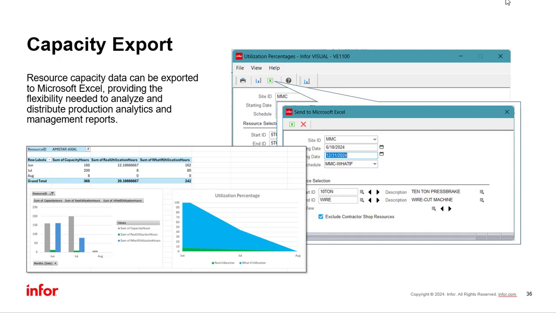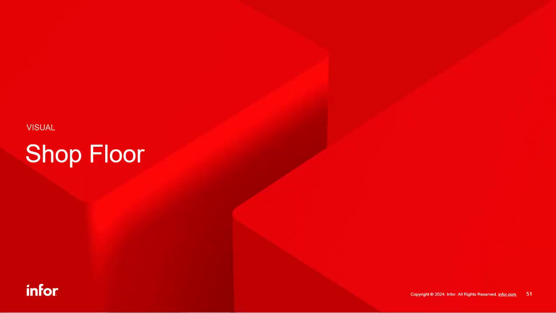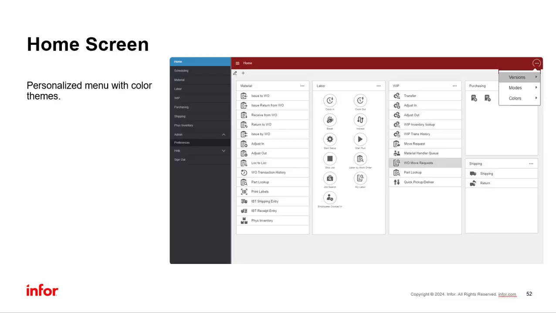From the Resource Utilization Report, you can now export the entire schedule to Excel, allowing you to create your own pivot tables to analyze capacity needs by either resource, groups, or departments. Now that we've looked at the Visual Scheduler enhancements, let's take a look at the Visual 11 Shop Floor enhancements.